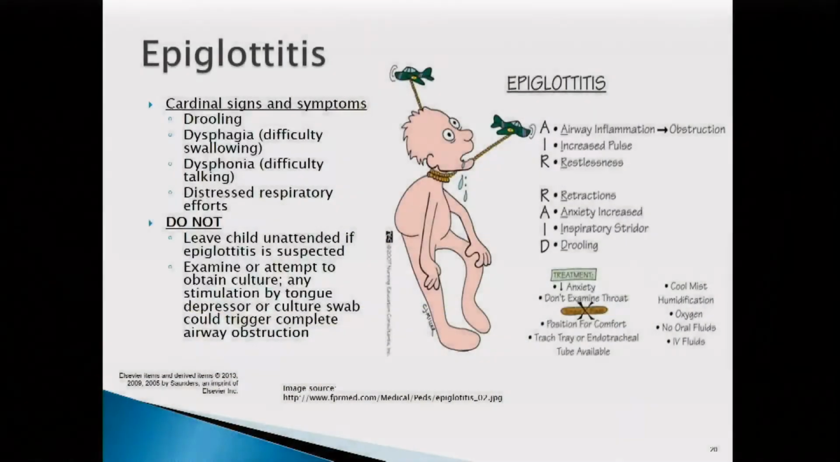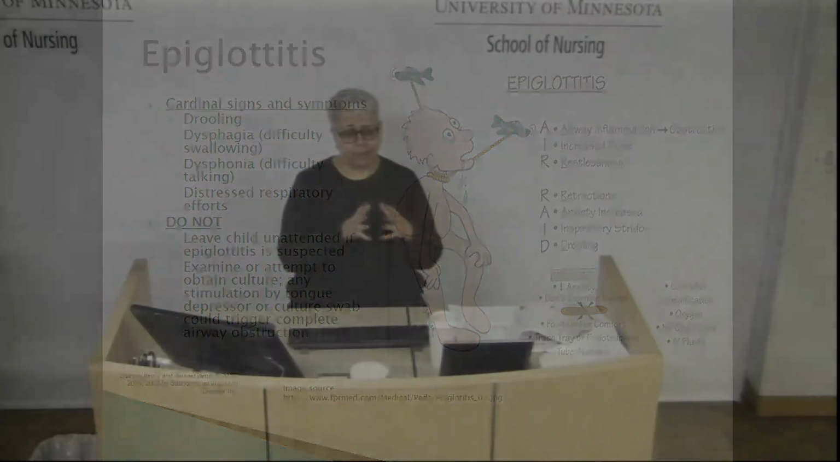So drooling. This is so painful that the child doesn't even want to swallow. So you would have a child that's drooling, having difficulty swallowing, difficulty talking, and really is working to breathe and has a lot of respiratory distress. So you're going to suspect epiglottitis in that instance. You do not want to look. You're not going to say, oh, open your mouth, let me stick a tongue depressor down there and see how red and swollen you are. Stay away. Okay, because any spasms could cause an occlusion of that trachea.